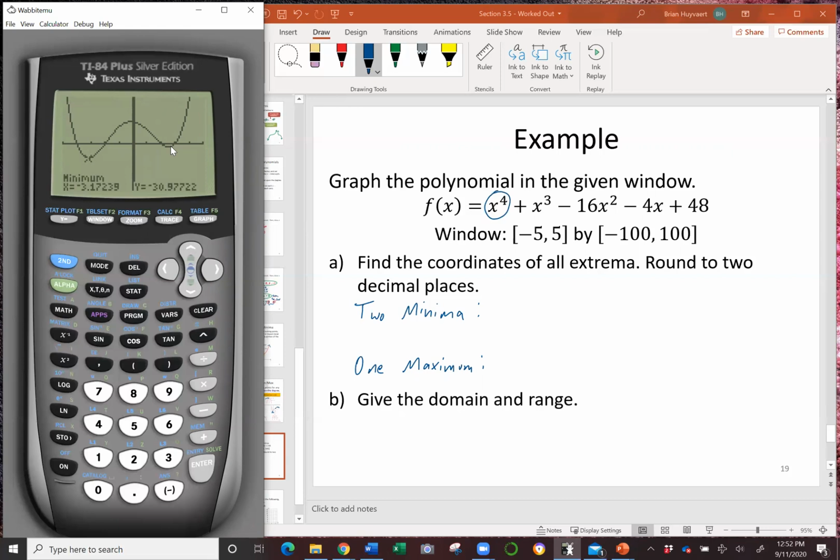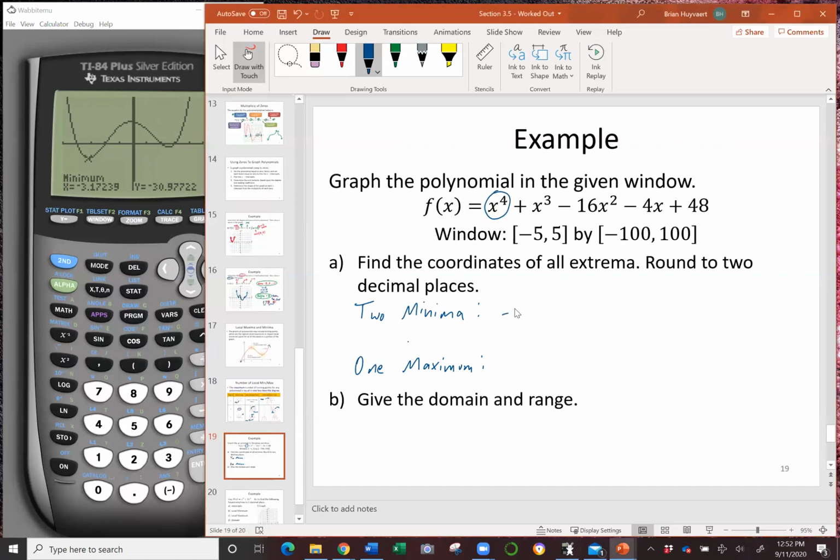And if we want the coordinates, that just means we're going to want the x value and the y value. So negative 3.17 and negative 30.98 if we're rounding. And there's going to be another one.